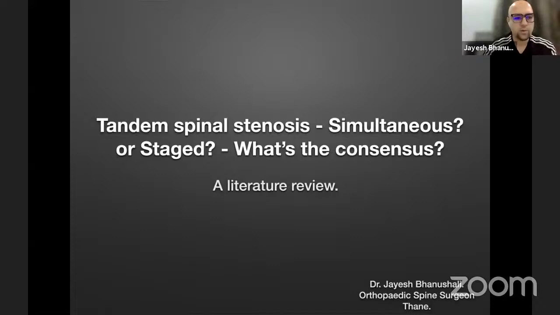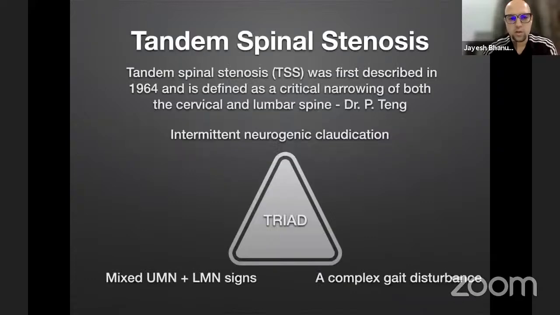So I'm going to do a literature review on whether, in case of a tandem spinal stenosis, we do a staged or simultaneous surgery, and to see what the consensus is over the years. Tandem stenosis, as we all know, is a triad of intermittent claudication, neurological claudication, mixed upper and lower motor neuron signs, and a complex gait disturbance. This was described by Dr. Paul Teng in 1964.